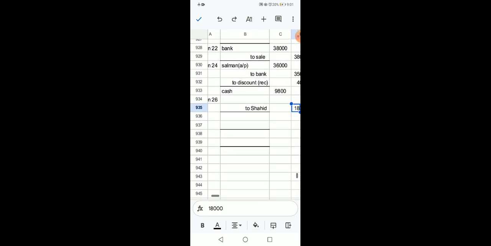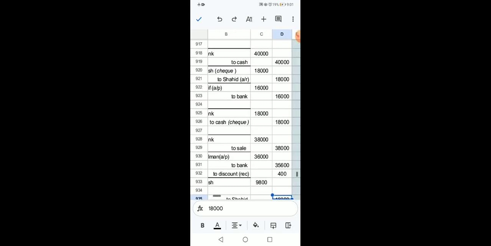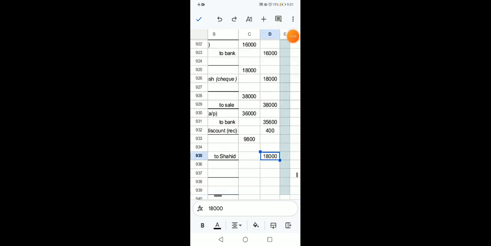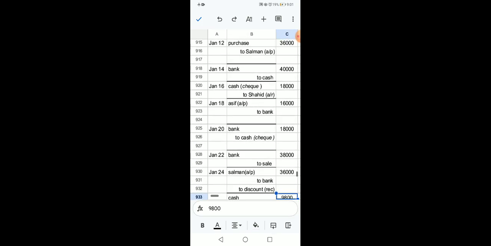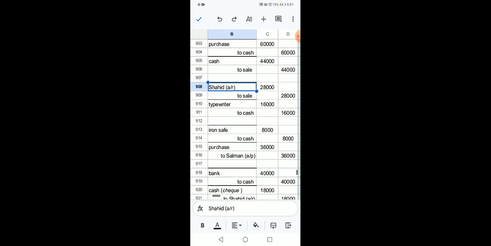While we are paying him, Shahid, 18,000. Okay. We will have to see that something else is also present in our journal, because only 9,800 is being paid. So we will have to see where Shahid is elsewhere present. Shahid is over here, 18,000. Okay, we have got Shahid. Actually, we have sold goods to Shahid for rupees 28,000. This was the total amount which was receivable from Shahid.